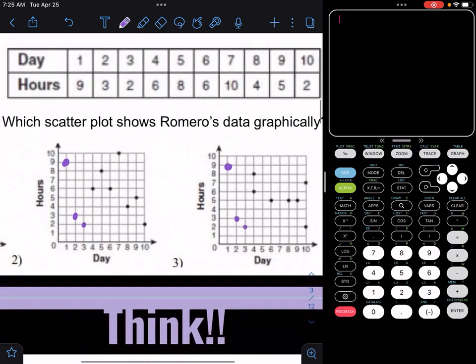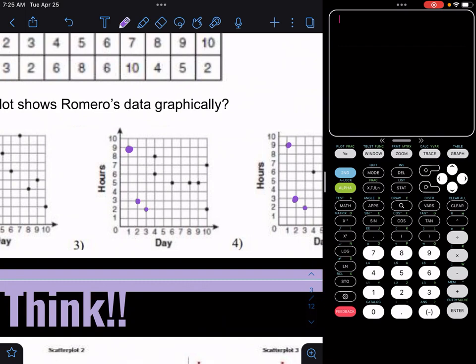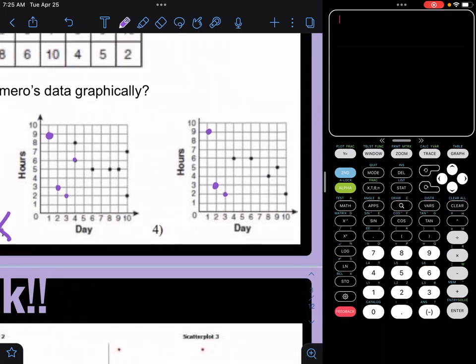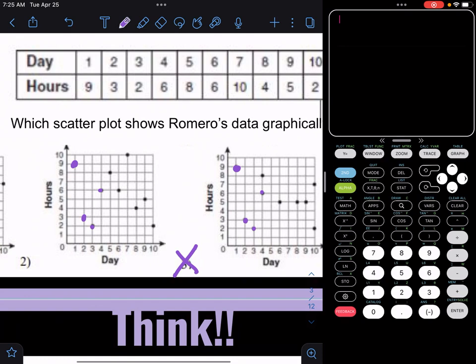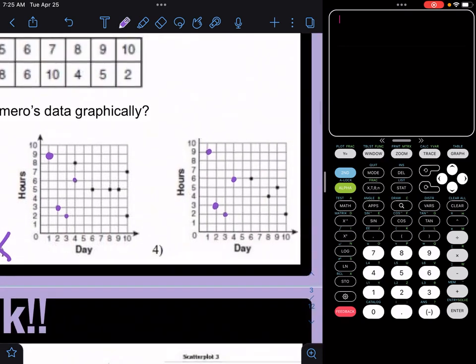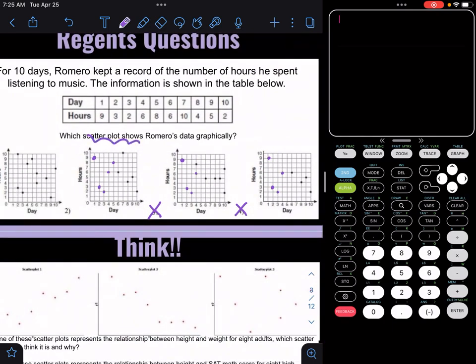4 days with 6 hours. Well, this has 2 dots on 4 days, so it's not going to be this one. And then 4 days with 6 hours. Now we have 5 days with 8 hours. And 5 days. Ooh, there's no 5 days here, so it's not this one. So our answer would be choice 2.